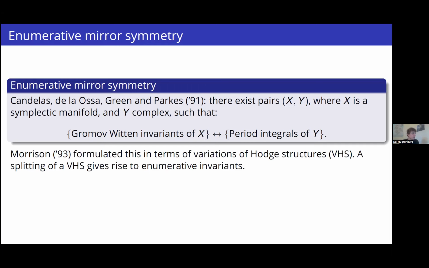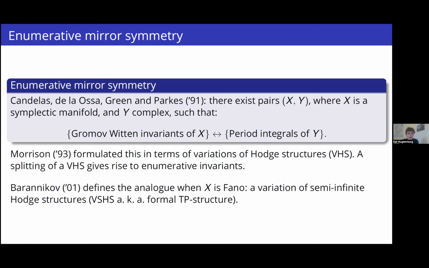In later years, in 1993, Morrison packaged this data into what's called a variation of Hodge structures. He came up with the idea that if you have a splitting of a variation of Hodge structures, then you can extract the enumerative invariants from there. That was mainly in the Calabi-Yau setting. Then in 2001, Barannikov generalized this to the Fano setting. In that case, instead of a VHS, you have a variation of semi-infinite Hodge structures, a VSHS. In the rest of the talk, I will call this a TP structure. If you don't know any of these words, don't worry, I'll explain them in a minute.